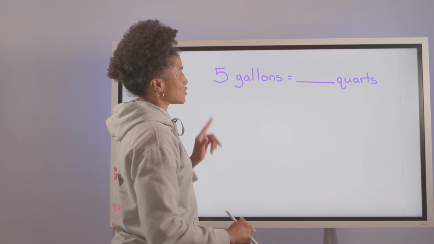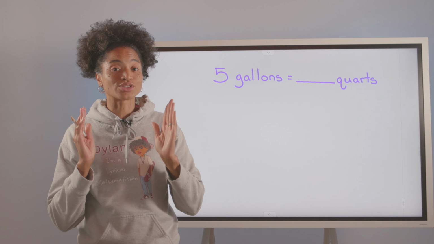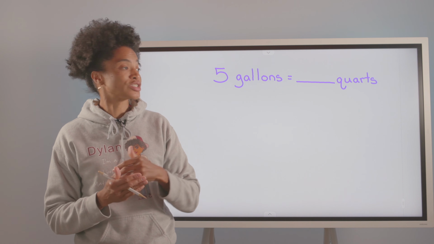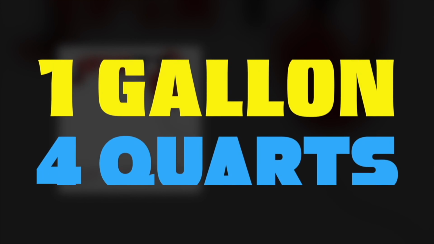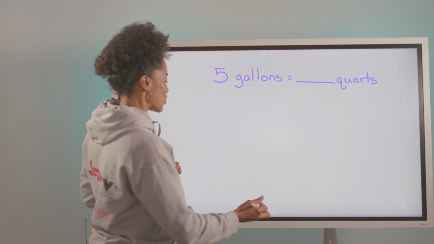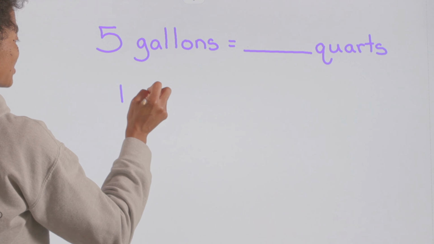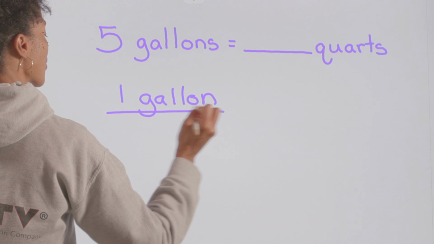Number 2 says 5 gallons are equal to some amount of quarts. Again, we're going to refer to our lyrics for a conversion from gallons to quarts or quarts to gallon. Here we go. 1 cup, 8 fluid ounce, 1 pint, 2 cups, 1 quart, 2 pints, 1 gallon, 4 quarts. 1 gallon, 4 quarts. I got it. We're writing that down as a ratio. 1 gallon over 4 quarts.